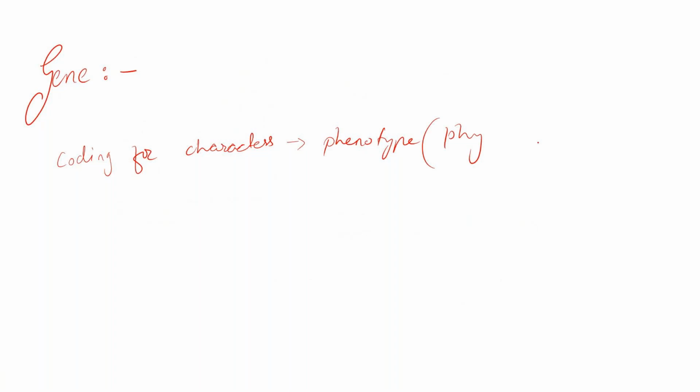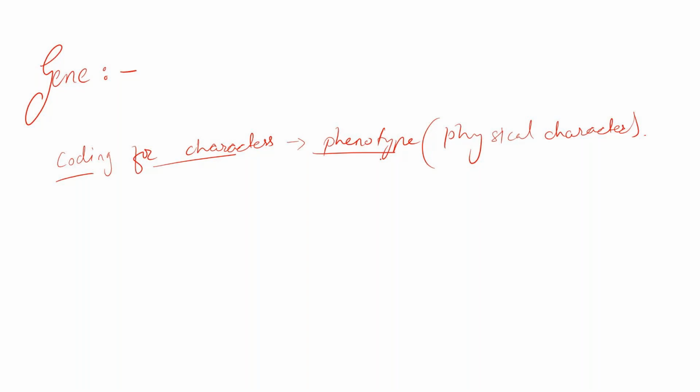So, now let's start with the gene. We all know that DNA is the genetic material, meaning DNA is coding for all the required characters in all the individuals, right? DNA is coding for characters, or we can say it is coding for the phenotype, the physical characters. All the physical characters visible are because of the presence of DNA, right?